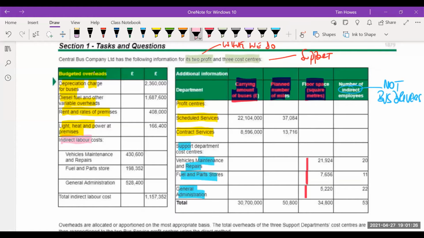So indirect labour costs will be, of course, not the bus drivers, okay, but we've got the vehicle and maintenance, the repairs people, quite a lot of them working in there, it would look like, and they've got a decent salary by the looks of it. We've got the people looking after the fuel and parts store, and we've got the general admin, which, wow, I mean, blimey, if you were looking to cost save there, I think I can spot some. So all of that is added up, and you've got an indirect labour cost there.